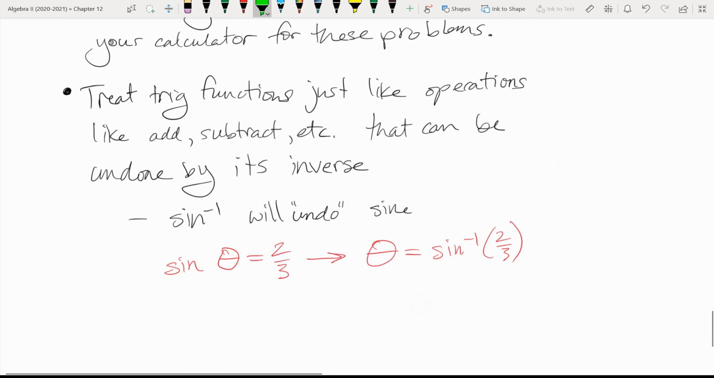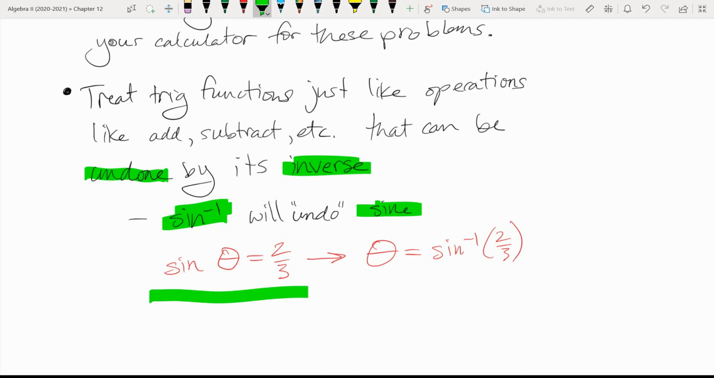You want to treat trig functions just like operations, like adding and subtracting, etc. They can be undone by the inverse. So sine inverse will undo sine, for example. So if you had sine of theta equals 2/3, you can find what theta is by taking the inverse sine of 2/3, just like we did in that last example. So that's kind of a summary of everything we did in that section, and pretty much the summary of what's going to be on our final exam for the Algebra 2 class here this year, 2020-2021 at Cardinal Mooney.